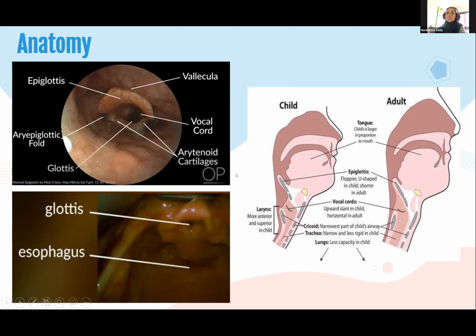So you need to be able to recognize the epiglottis and the glottic opening, the arytenoid cartilage, the posterior cartilage, and then the aryepiglottic fold, the vallecula, and also posteriorly the vocal cord. On the picture below, these are the two important openings that you need to differentiate: the glottic opening and the esophagus opening, because we don't want to intubate the esophagus.